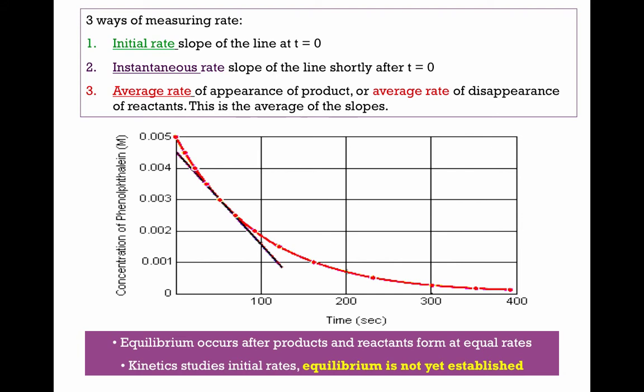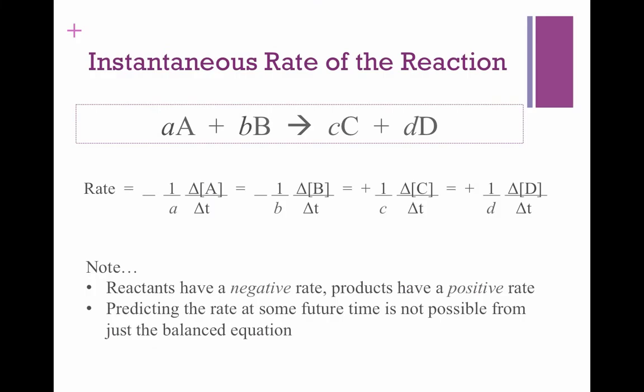The initial rate is the beginning. At time 0, on this graph that we're looking at here, it'll be right here at the top. The instantaneous rate is at any point along the graph. Remember, the instantaneous rate is going to be different depending on where you're looking because it's not a linear decrease. And the average rate is exactly what it sounds like, the appearance of product or disappearance of reactant over the average. Equilibrium occurs when the reactants and products are moving at equal rates. Equilibrium is next chapter. We are not studying it here. We're going to start borrowing some ideas from equilibrium.